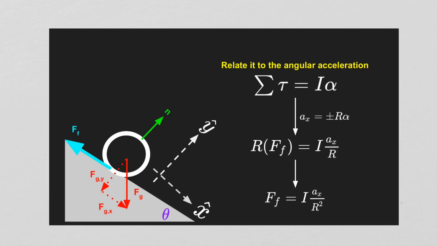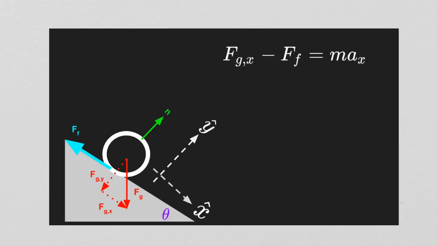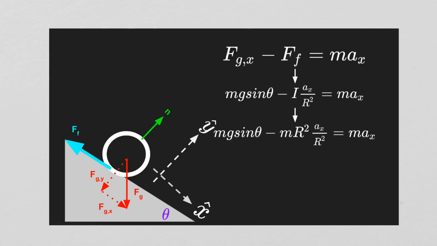Now we have this really fun expression for the force of friction. Oh, and it's related to our linear acceleration in the x direction. Hooray! So let's go figure this out. Well, mg sine theta, because this is the x component. I've got an ax here and ax here. Oh, this looks like some algebra time.